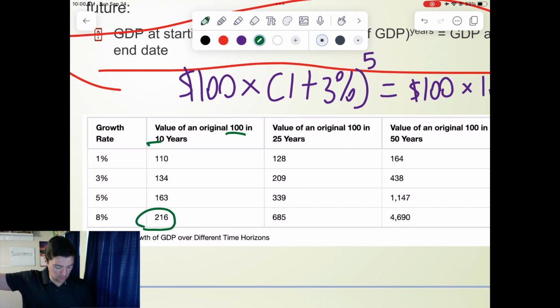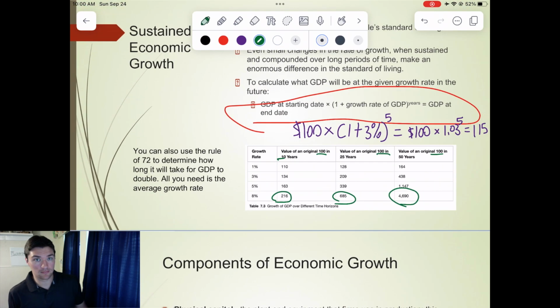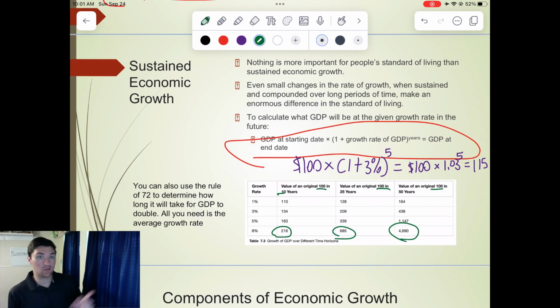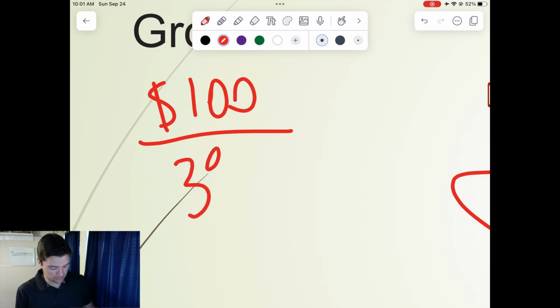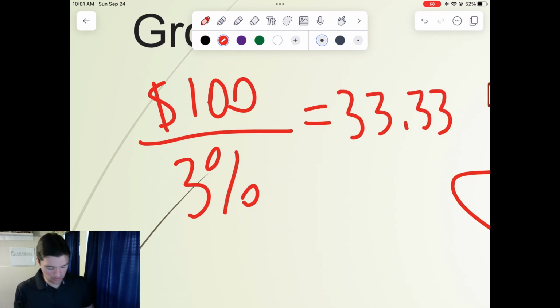Now, the sustained economic growth is when we go to 25 years. So that 100 will turn into 685. That 100 will turn into 4,690. So basically, we want the sustained economic growth. We want to keep going up, because when you keep going up, your GDP will compound on top of that. There's also a little tool here to see how long your GDP is going to take to double. If your GDP was 100 and you're growing at 3%, it would take you 33.33 years to double.